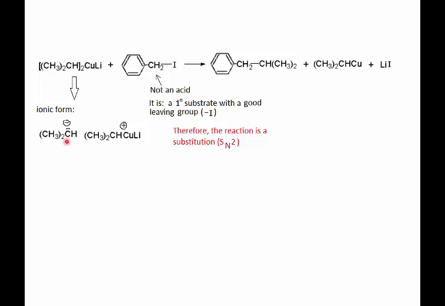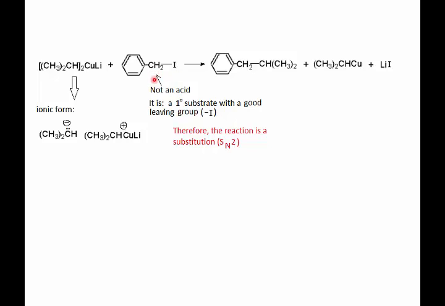Now it's going to behave either as a base or a nucleophile. To decide which, you will look at the other reactant. If the other reactant is an acid, even a weak acid, then you're going to have an acid-base reaction between the carbanion acting as a base and the other acting, of course, as an acid. If that other reactant is not an acid, look for it being a substrate in an SN2 reaction. It means it's going to be primary, methyl, or possibly secondary cyclic with a good leaving group.